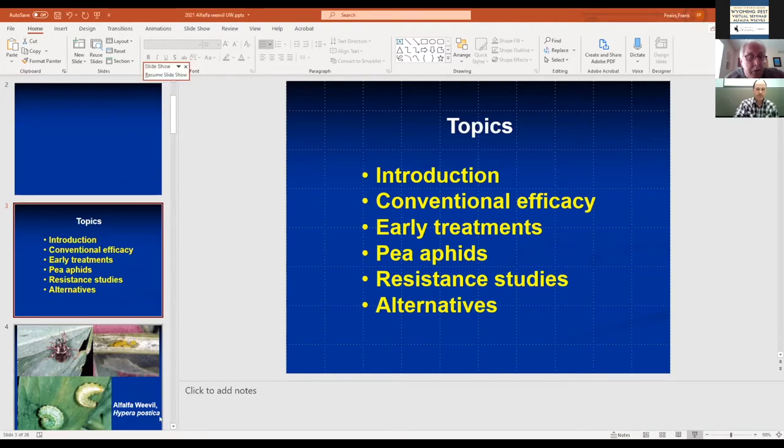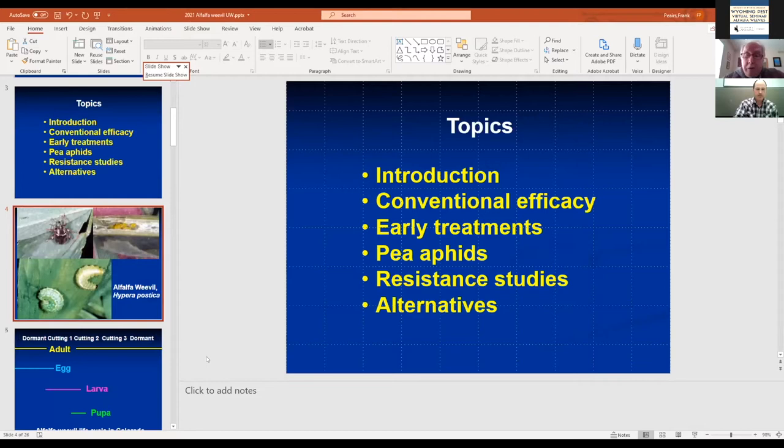Then we have done some resistance studies, not to the level of sophistication of the Montana group, but we have done a little bit of work in that area. And then I want to finish up by talking about alternative insecticide treatments. You know, if you run into resistance, you have to look for alternatives, and that's one thing that we've done.